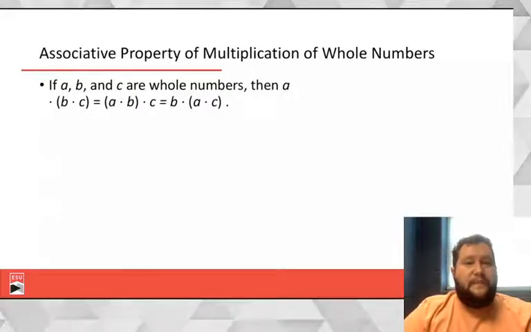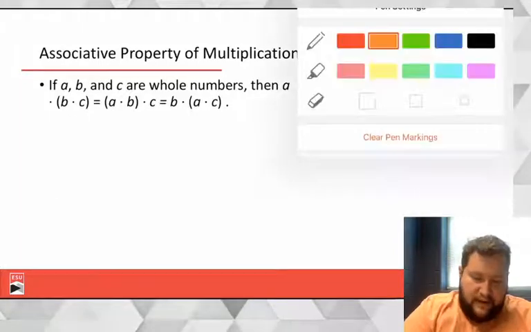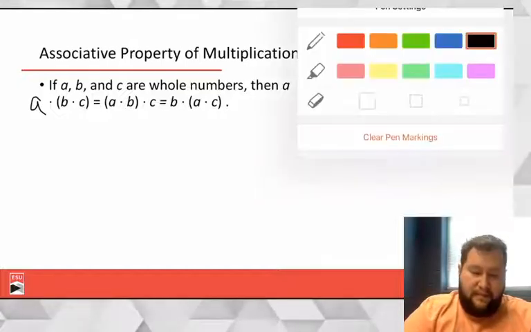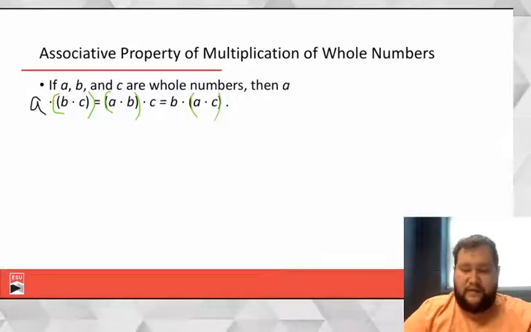Associativity. A times b times c is the same whether we multiply bc first, ab first, or ac first. It doesn't matter, we'll get the same answer.